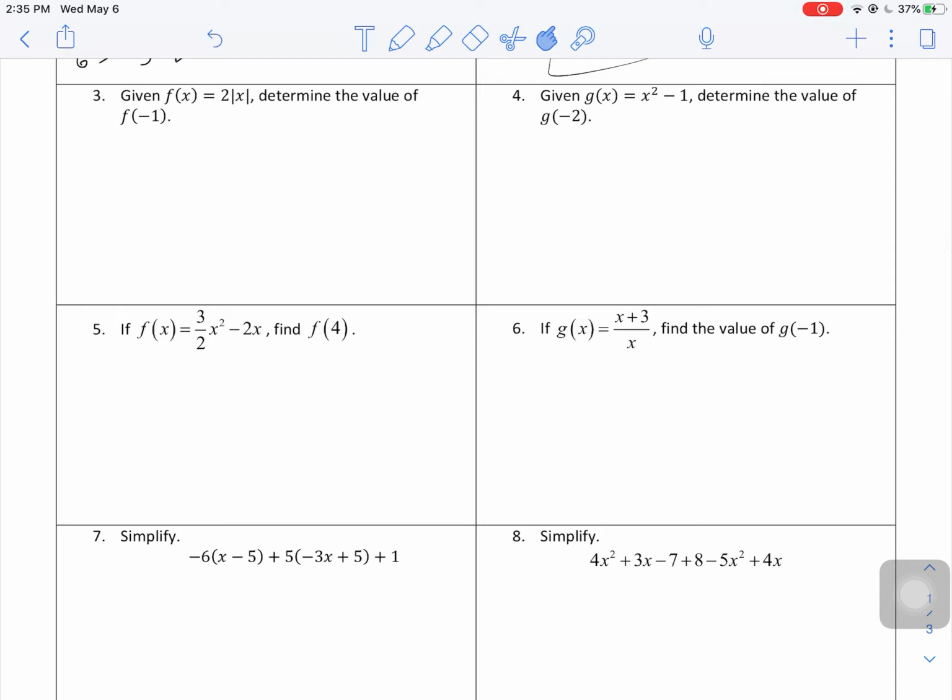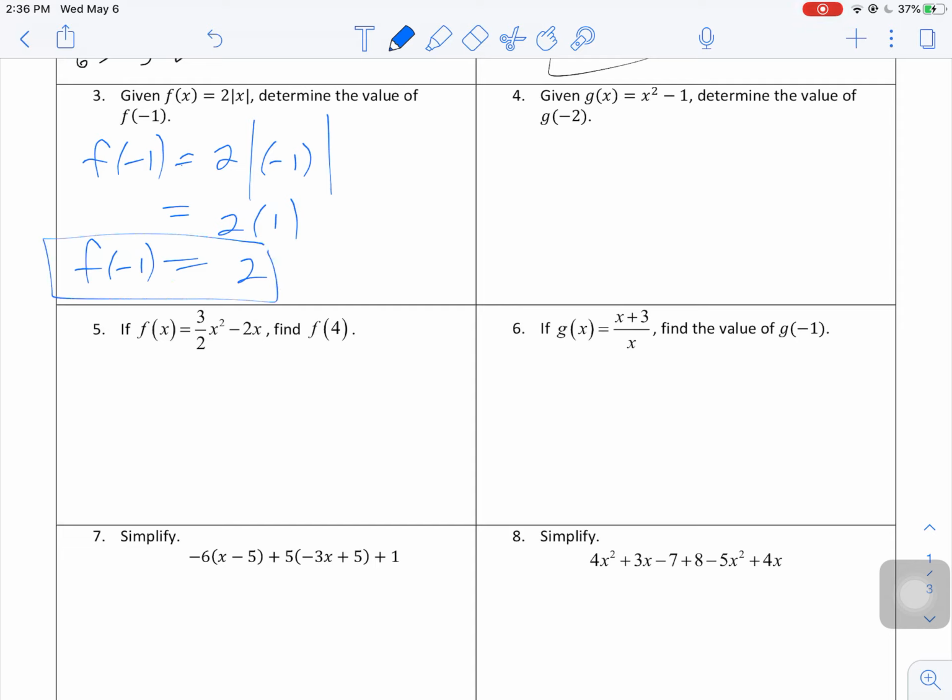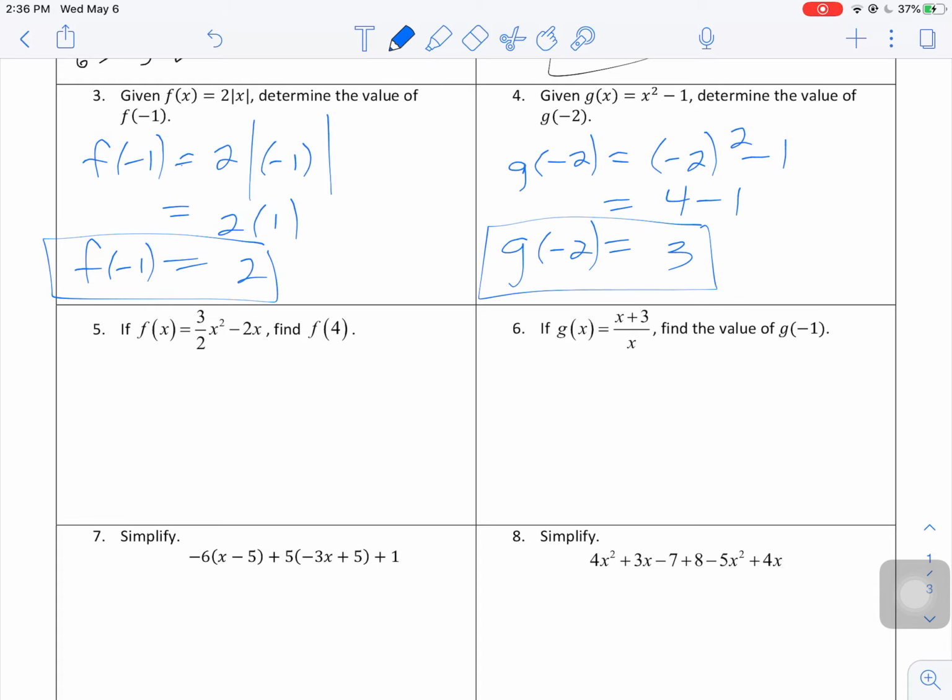Number 3, given f of x equals 2 times the absolute value of x, determine the value of f of -1. So simply take -1, plug it in for x. So the absolute value of -1 is 1, and then 2 times 1 is 2. So f of -1 is 2. Number 4, given g of x equals x squared minus 1, determine the value of g of -2. So we take g of -2, and wherever we see an x, we're going to plug in a -2 in parentheses. -2 squared is 4, 4 minus 1 is 3, so g of -2 is just 3.